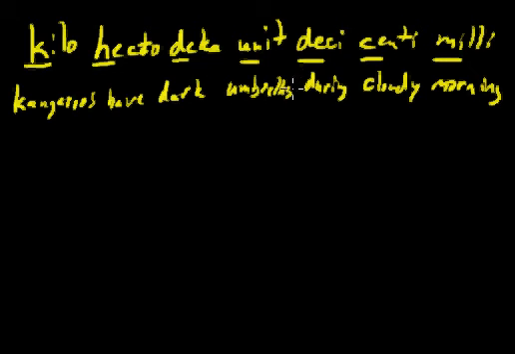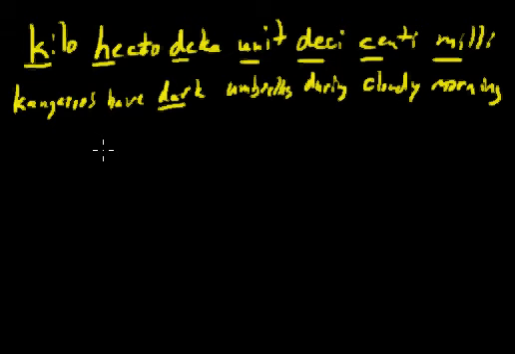And the order is very important because it goes from the largest unit that we've talked about so far to the smallest unit that we've talked about so far. So kangaroos have dark umbrellas during cloudy mornings. And notice dark has DA and deca is DA. That's a helpful thing. So let's see how we can convert between different units.